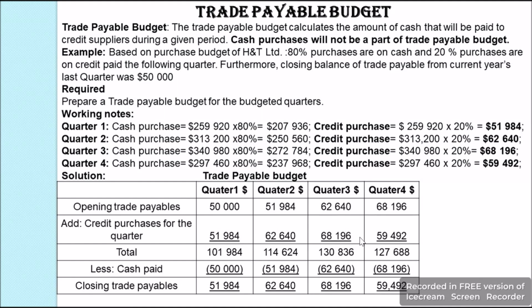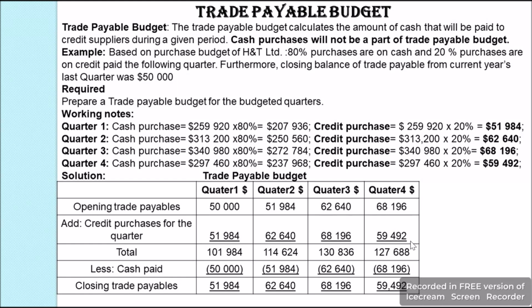To this we add the credit purchases of the third quarter, which is $68,196. So the total will be $130,836. From there again we subtract the credit purchases of the second quarter, because we are going to pay it in the third quarter. So it will be minus $62,640. We will have the closing trade payable balance as $68,196. This is the closing balance, and this will be the opening balance for the next quarter.